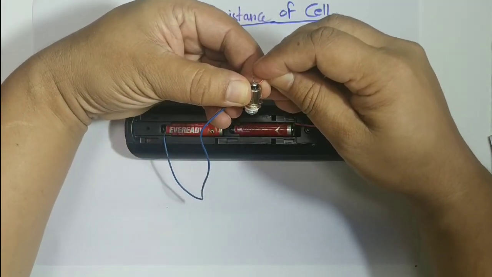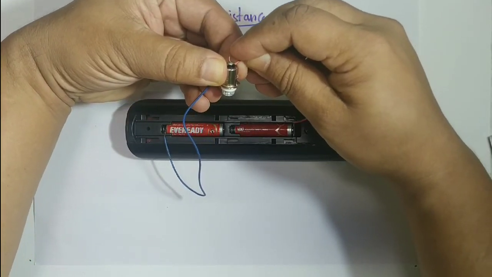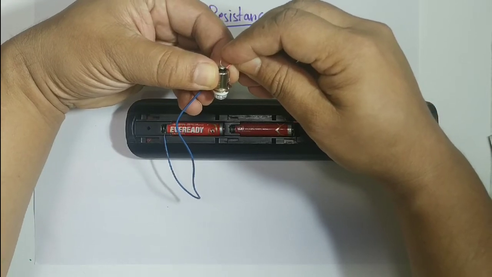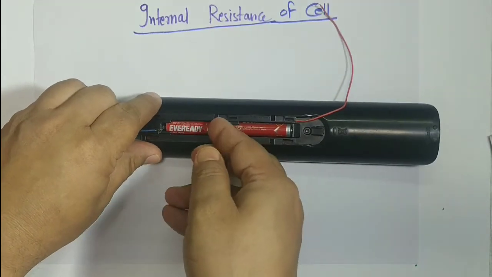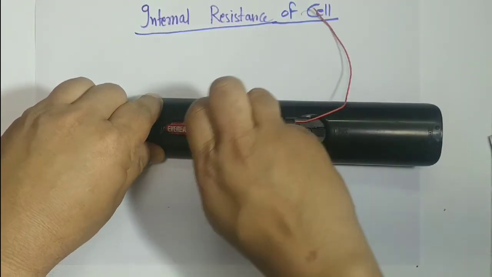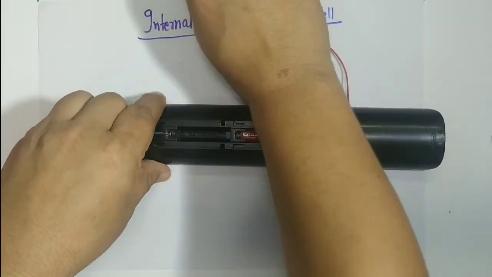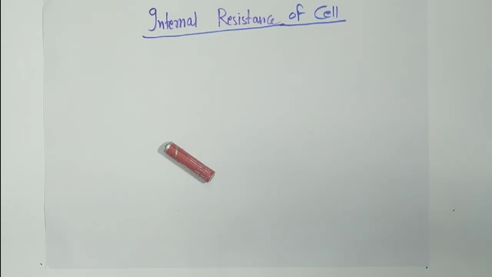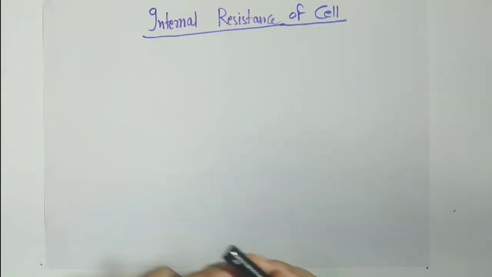Okay, but this time what I see is that the bulb is not glowing. Now what does it mean? It means that the current is being obstructed by the cell. And why? Because I have taken an old one. Now that means this cell, which is the old one, has some what? Internal resistance.